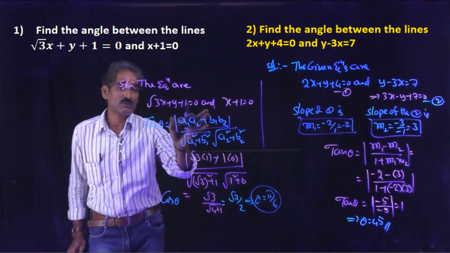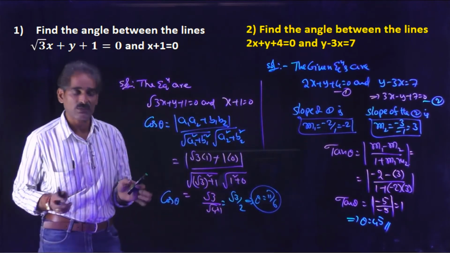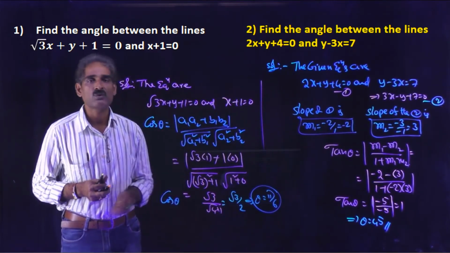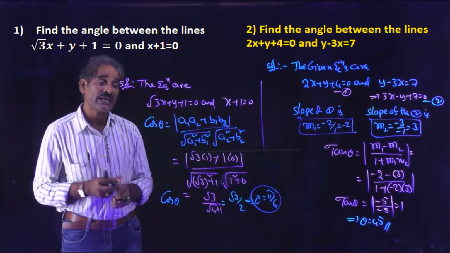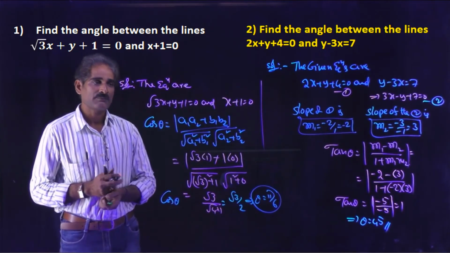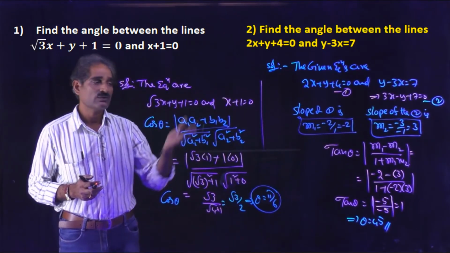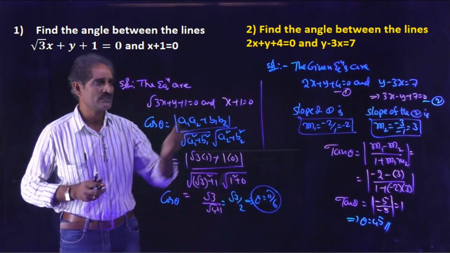For this problem, we can't apply the tan theta formula because slopes are not defined for this line. Okay, this is how to find it. By using the diagram also we can find this angle, because this is a vertical line and it makes some angle with the x-axis. With the help of a diagram we can easily find the angle between the lines.